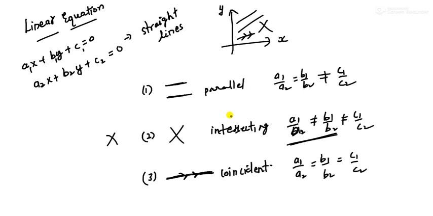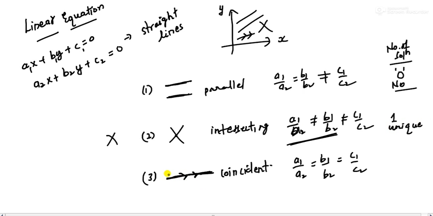Okay, and now they will represent the number of solutions. Now what is this number of solutions? It is the number of points where both the lines are meeting. So are parallel lines meeting with each other? No, they will never meet. So it means they have zero solution or no solution, both are the same. Now if you look at intersecting, both lines are touching at a single point, it means it has only one solution, also called a unique solution.